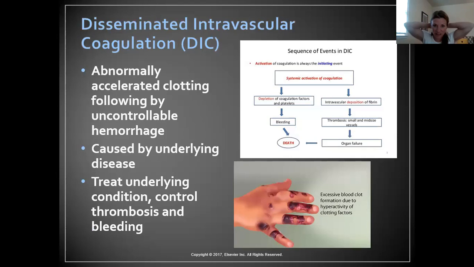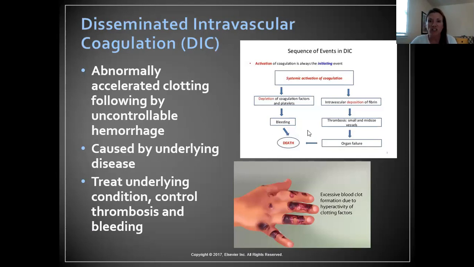Disseminated intravascular coagulation, or DIC, is an abnormality in clotting followed by an uncontrollable hemorrhage. It is not a disease in itself, but an abnormal response from the normal clotting cascade stimulated by a disease process or disorder. Decreases in clotting factors and platelets ensue, which leads to uncontrollable hemorrhage. It is always caused by an underlying disease, and treatment is directed at correcting the underlying problem.